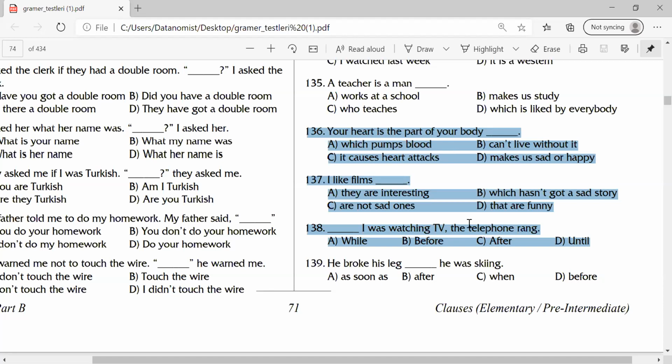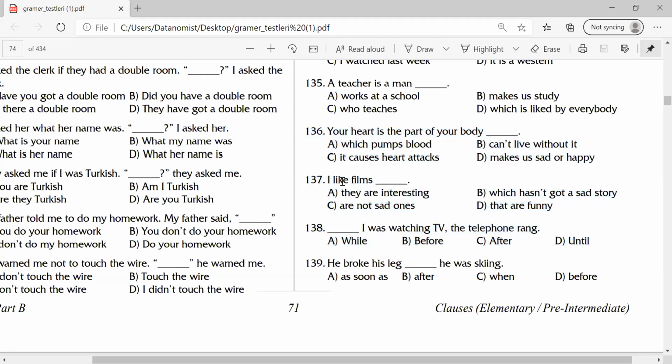Your heart is the part of your body which pumps blood; you can't live without it. It causes heart attacks, makes us sad. So obviously I need one conjunction, S V. Oh, this one: I like films. They are interesting, not sad ones, which hasn't got a sad story, that are funny. Okay, I like films. Conjunction. This is the only conjunction which hasn't got a good story. B is the answer.